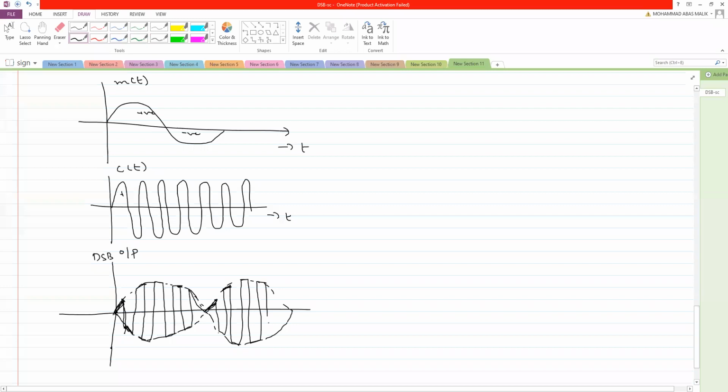Are you getting what I am saying? How it will look like? Something like that it will look like. Now I will draw this with the red pen so that you will understand.